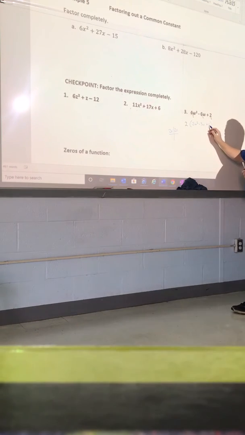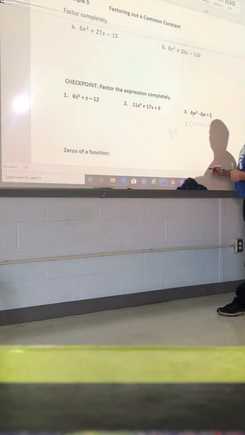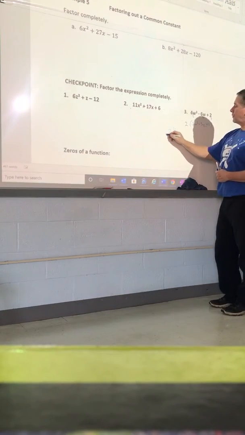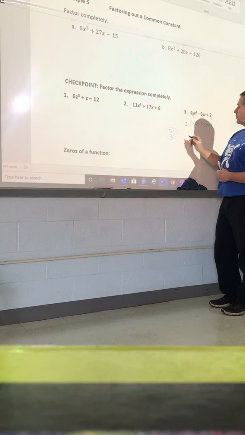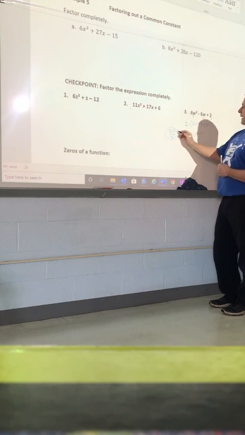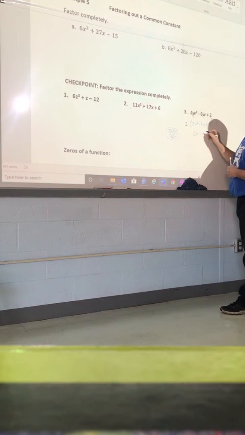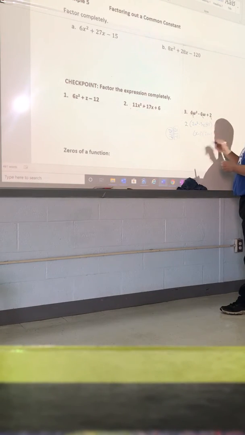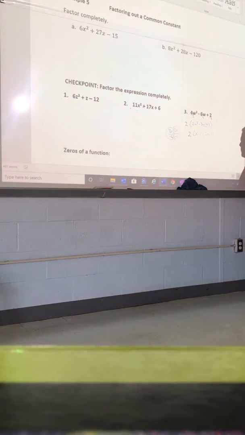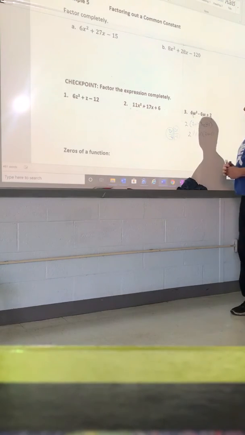2x, multiply 2 times 1 is 2. We want the factors of 2 that when we add them up we get 3, and that would be 2 and 1. The signs are both the same, they're both minus. So we can factor 2 out, which leaves us with x minus 1. And we can't factor anything out of that, so it leaves us with 2x minus 1. And we bring that 2 down. So that's what you should have for your answer.